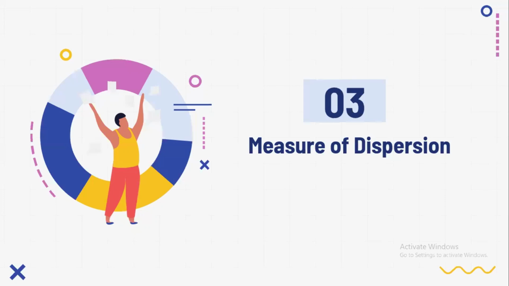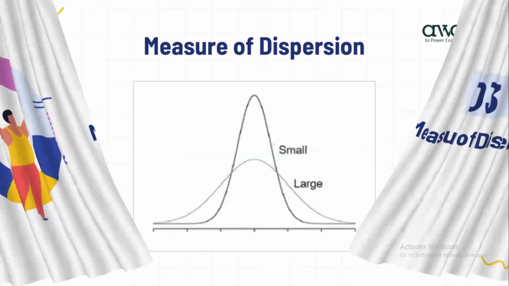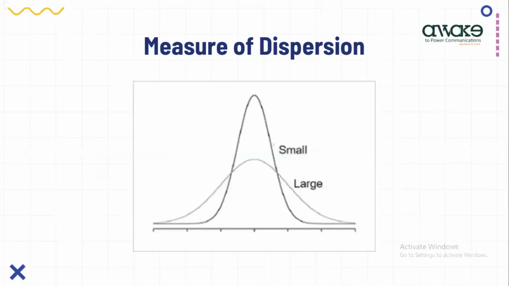All right, welcome to the third part of our fundamentals of statistics. In this part, we'll be looking at measures of dispersion. In statistics, a measure of dispersion describes how spread out a set of data is around the center. By the center, we mean the mean or average.